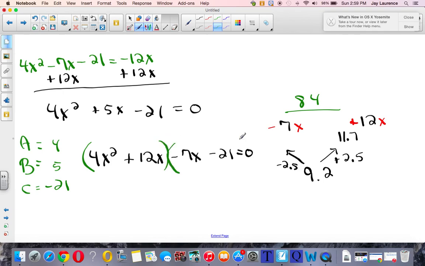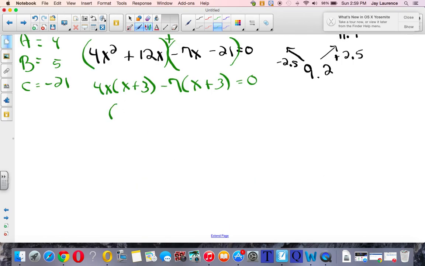So I'm doing my grouping. Going to stick that plus in there. And I'm going to pull out a 4x and get an x plus 3. I'm going to pull out a negative 7 and get an x plus 3. Don't throw away that equals 0. Very important. Now I'm going to pull out an x plus 3 and then a 4x minus 7.